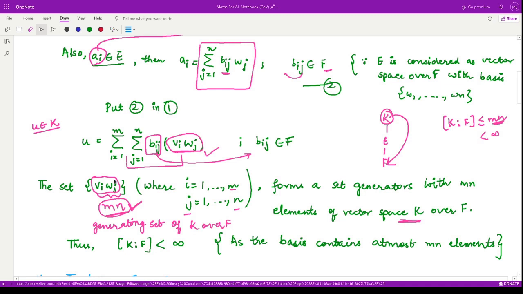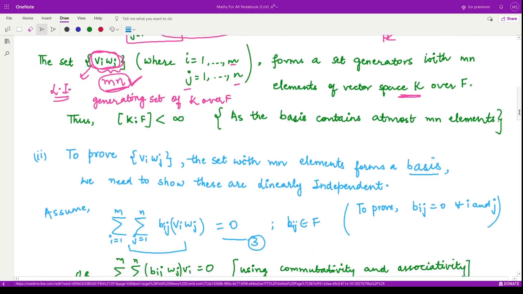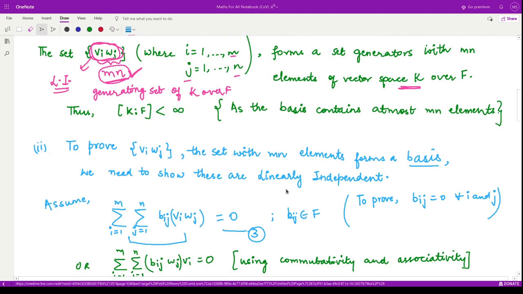Now in order to show that this is a basis set, we only have to show that these elements are linearly independent of each other. If that is the case, we would have the basis for K over F. So these elements should be linearly independent. For proving the linear independence of v_i w_j, where i varies from 1 to m and j varies from 1 to n, we must take the scalars from F. So that's what we have done.